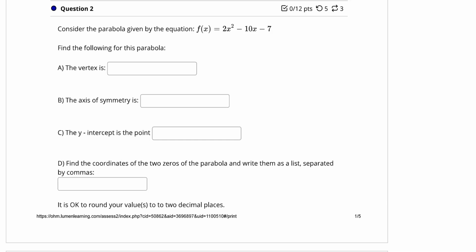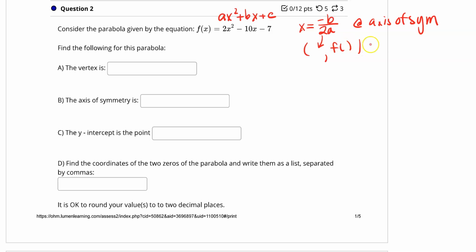Since we're in this form, ax squared plus bx plus c, we're going to use a couple of equations. We're going to use x equal to negative b over 2a, and this is going to be at our axis of symmetry. And then whatever that value is going to be our x value, and then we're going to plug it into our function to get our vertex. The y-intercept, remember, we're just making notes over here. The y-intercept, you're going to set x equal to 0 and solve.